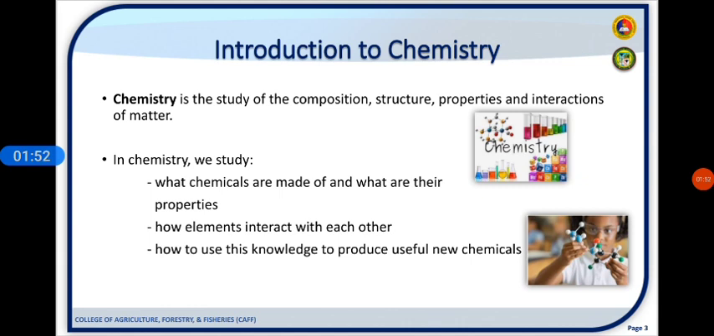Chemistry is the study of composition, structure, properties, and interactions. In chemistry, we study what chemicals are made of and what their properties are, how elements interact with each other, and how to use this knowledge to produce useful new chemicals. So actually, chemistry is an incredibly fascinating field of study. Because it is so fundamental to our world, chemistry plays a role in everyone's lives and touches almost every aspect of our existence in some way.